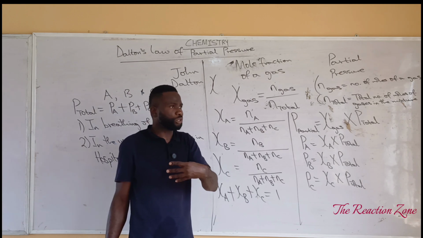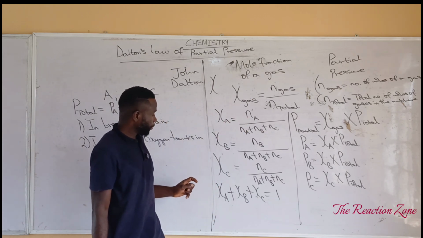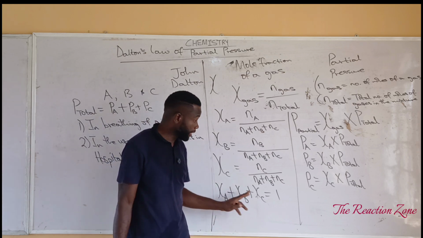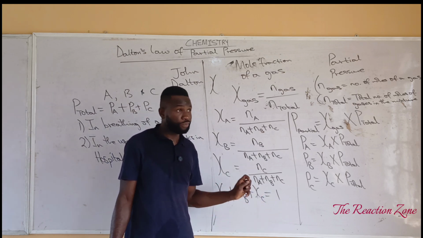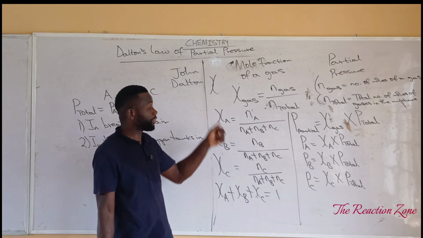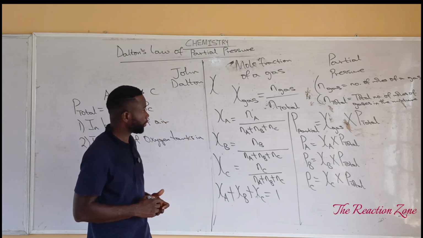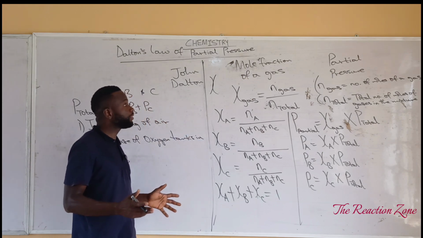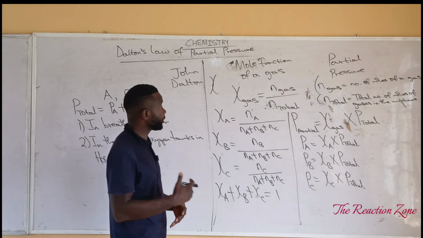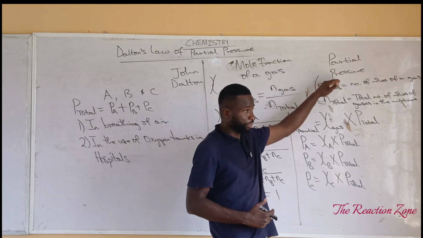If in the course of solving problems with this formula, you add the mole fractions of the components of the mixture and it doesn't give you 1, it obviously means that there is a mistake somewhere. So you have to retrace your steps to find out where a mistake might have occurred. So this explains Dalton's law of partial pressure and the relationship that exists between the mole fraction of the gas and partial pressure.